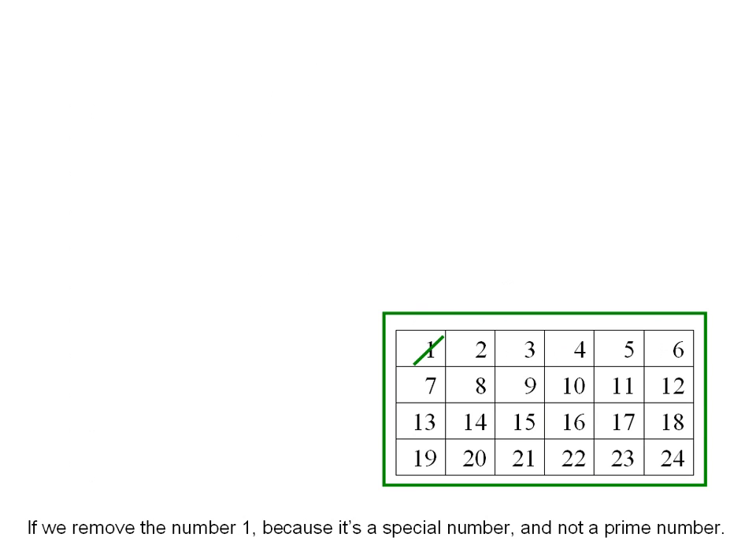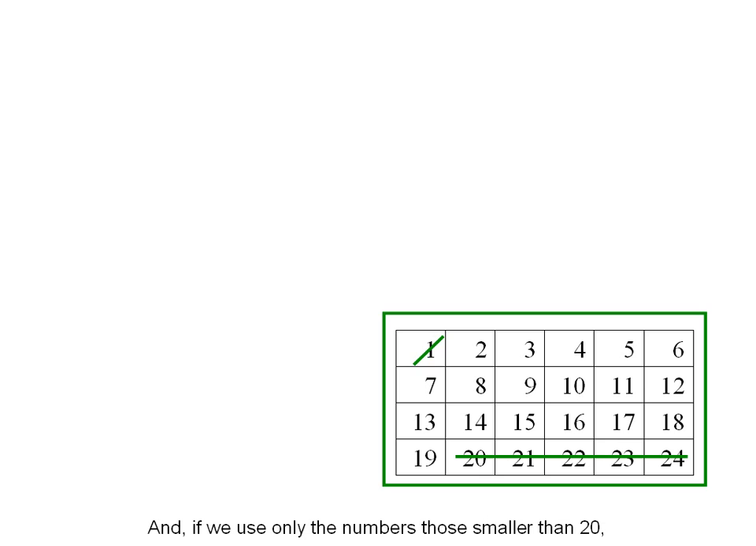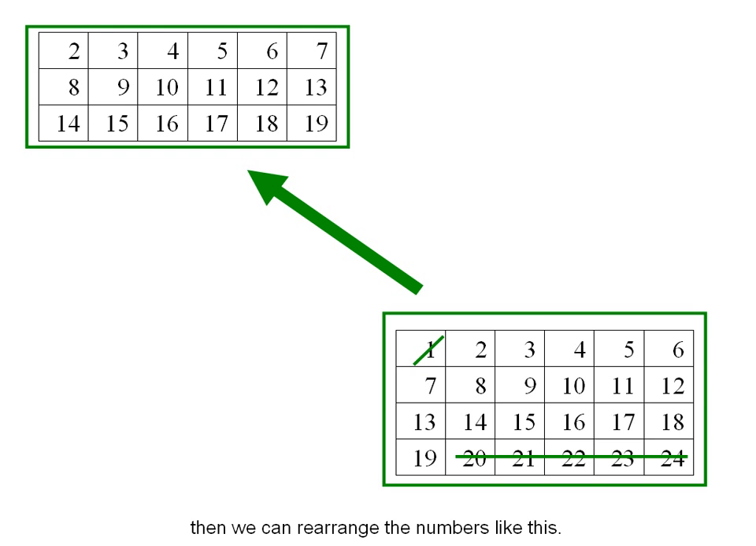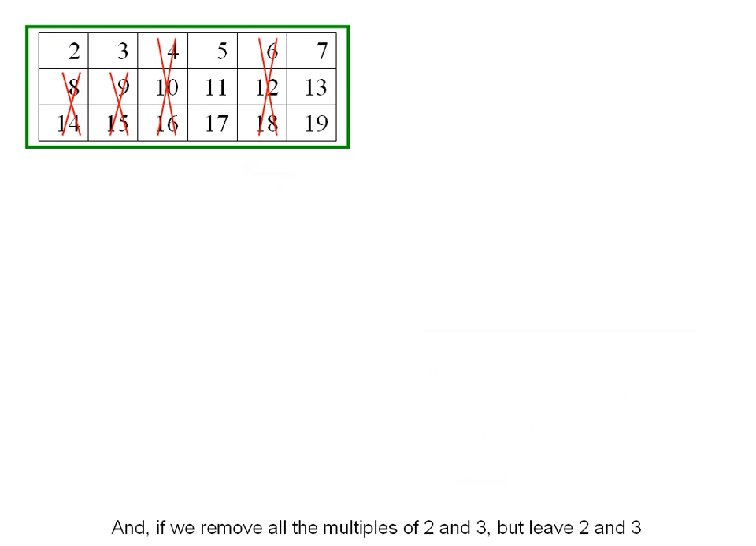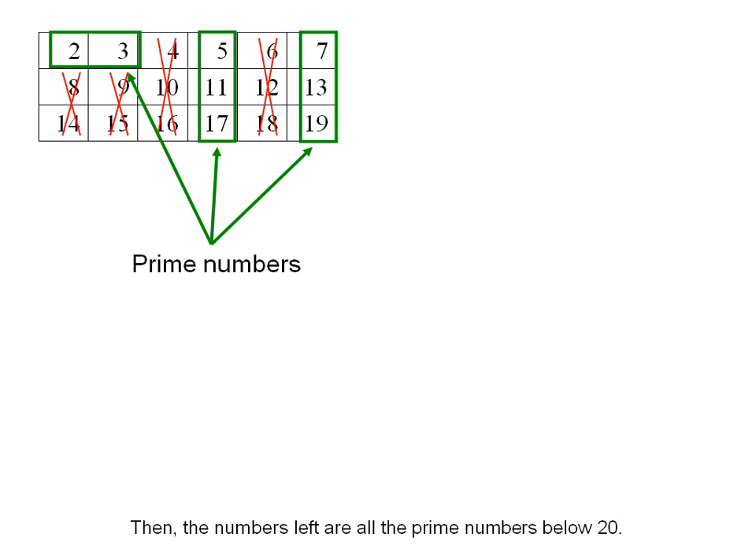If we remove the number 1, because it's a special number and not a prime number, and use only the numbers smaller than 20, then we can rearrange the numbers like this. And if we remove all the multiples of 2 and 3, but leave 2 and 3, then the numbers left are all the prime numbers below 20.